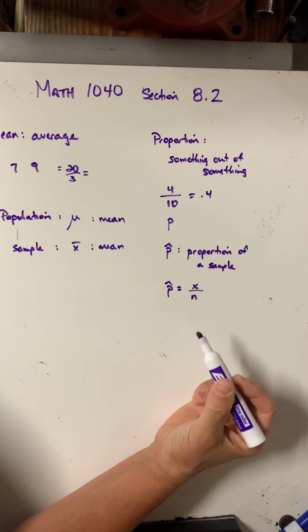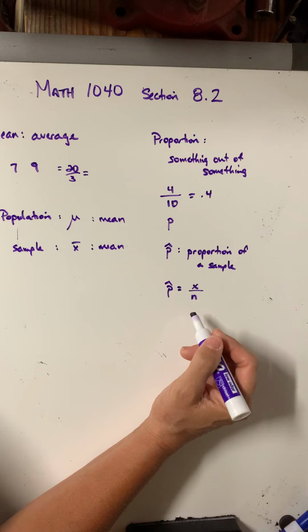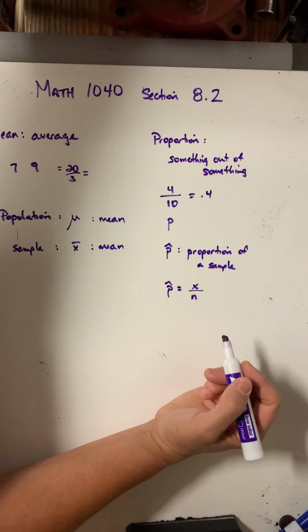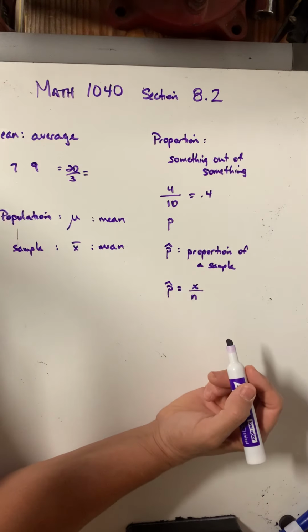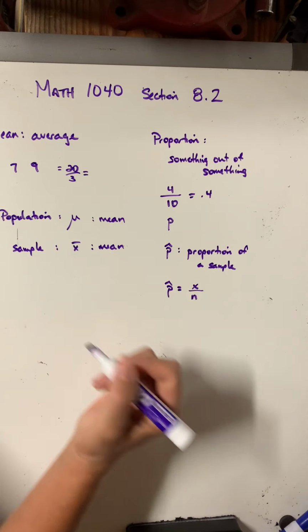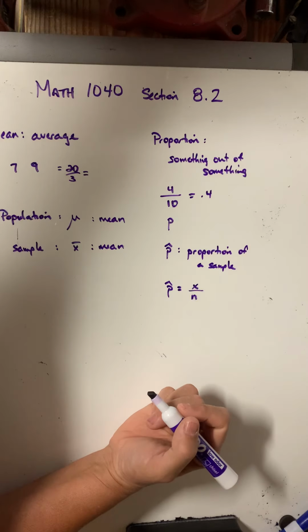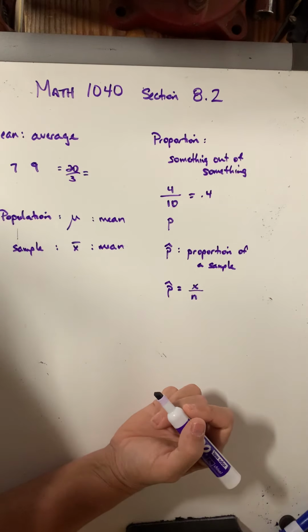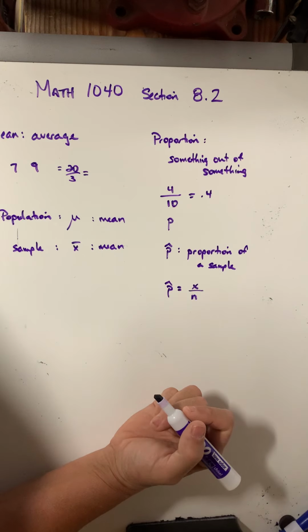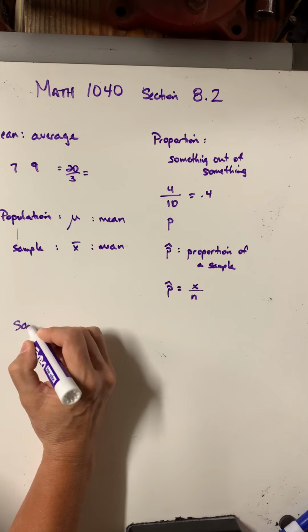So why am I bringing this up? Because in 8.2, we talk about these proportions in a similar vein as what we talked about the means in 8.1. So we're talking about, in this case, a sampling proportion.